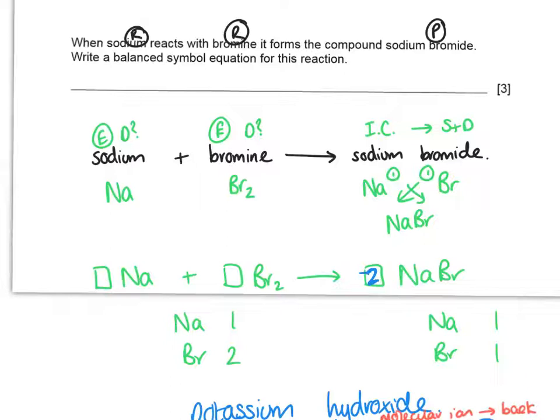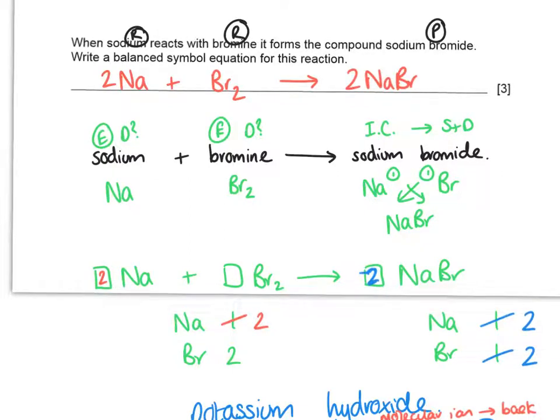Put a 2 here. But that's affected my sodium and my bromine. So I've got 2 sodiums and 2 bromines now. So now I need 2 sodiums on the right hand side. So put a 2 in this box. And that gives me 2 sodiums. And my final answer is then 2Na plus Br2, giving you 2NaBr.